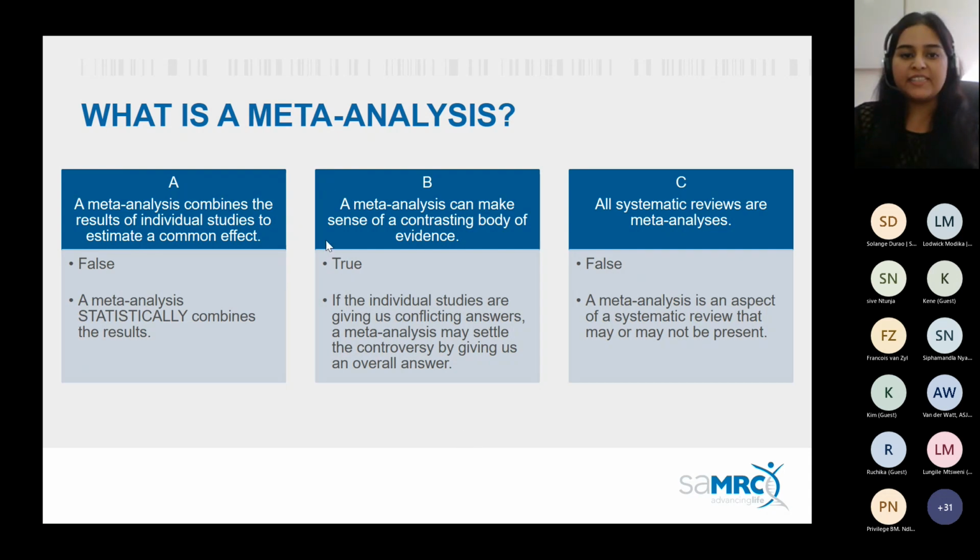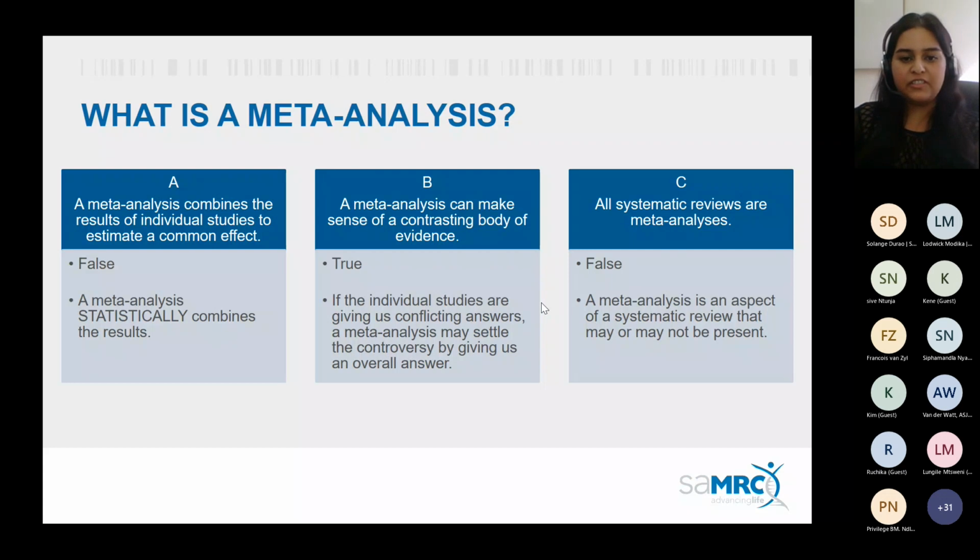B, a meta-analysis can make sense of a contrasting body of evidence. This is true, as we saw in the previous slide. So if the individual studies are giving us conflicting answers, a meta-analysis may settle the controversy by giving us an overall answer. And if we use a forest plot and examine the heterogeneity, we may be able to understand where these differences lie. And C, all systematic reviews are meta-analyses.